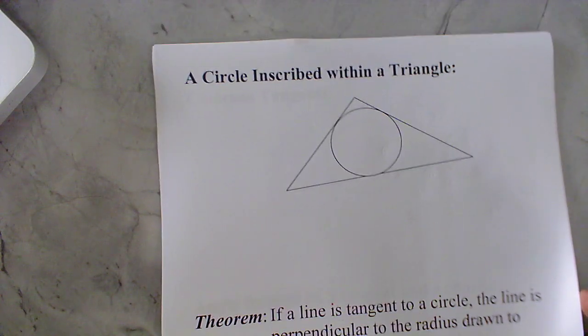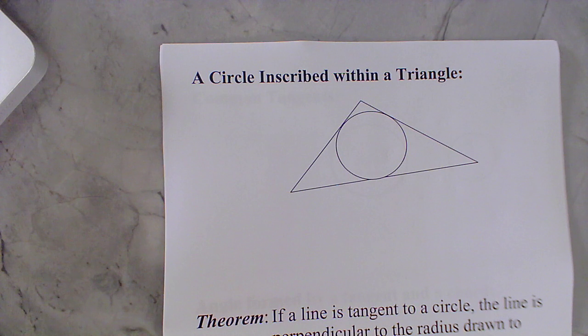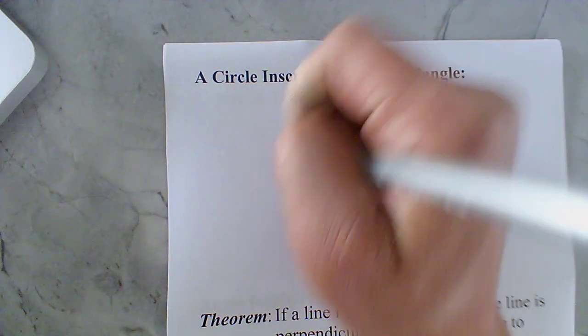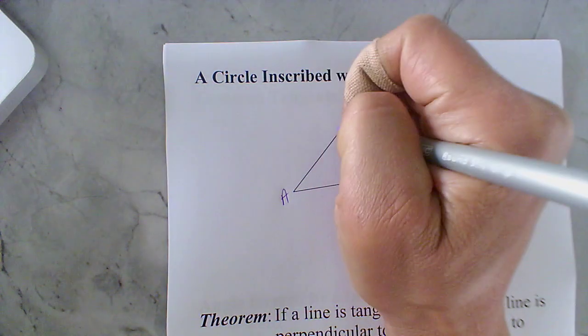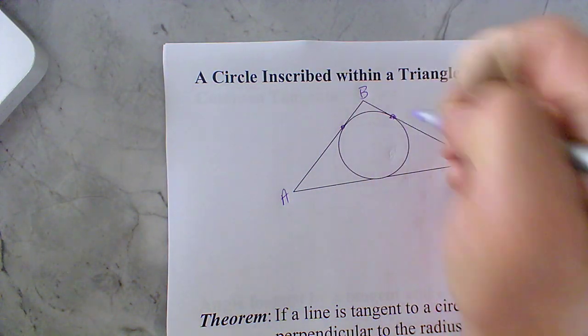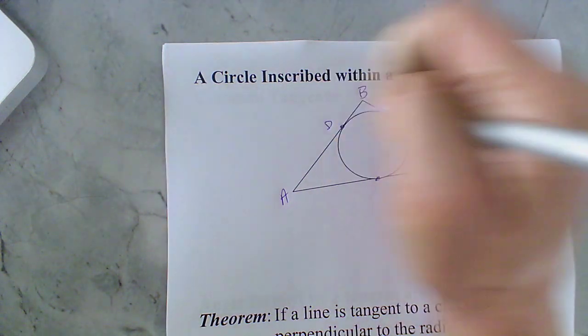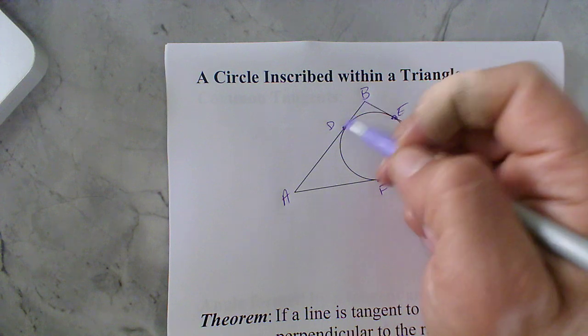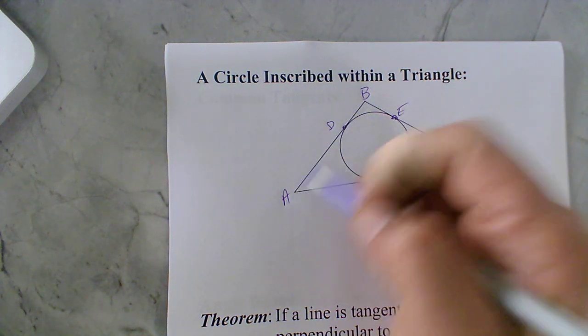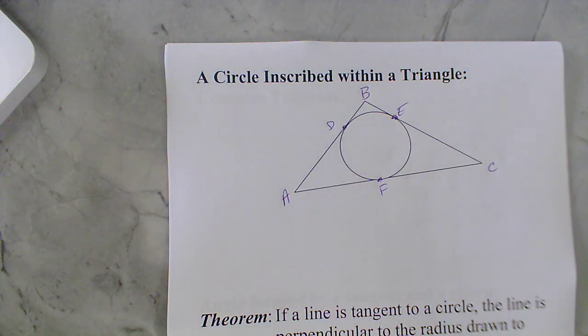All right. So a circle inscribed within a triangle. A circle inscribed within a triangle. So what are we doing here? Well, if we use that relationship we just had, and I label this up a little bit, I'm going to call these three points of tangency D, E, and F. Now, what I want you to see is that these two are the same, these two are the same, and these two are the same.